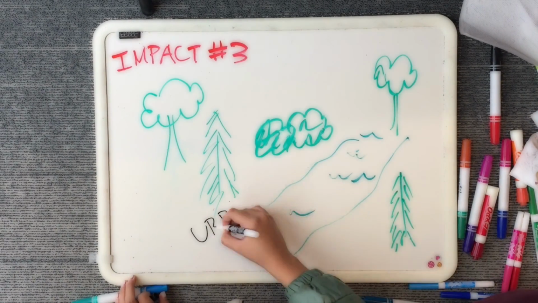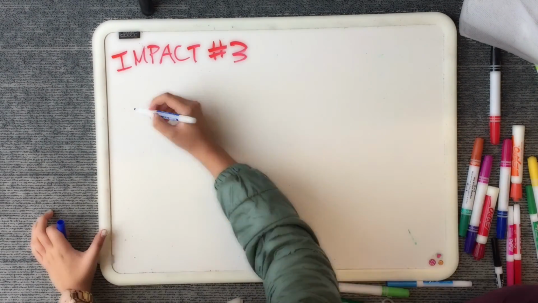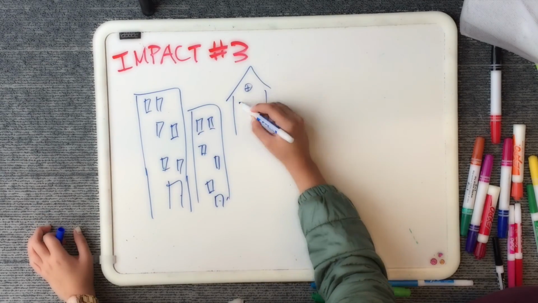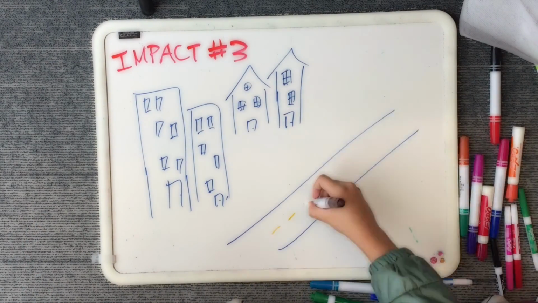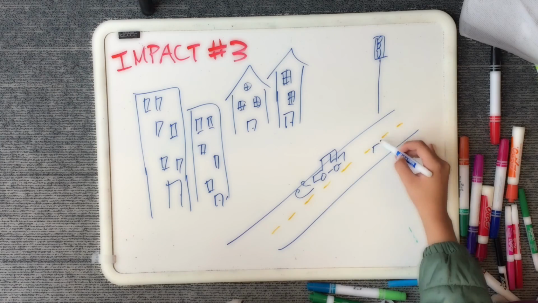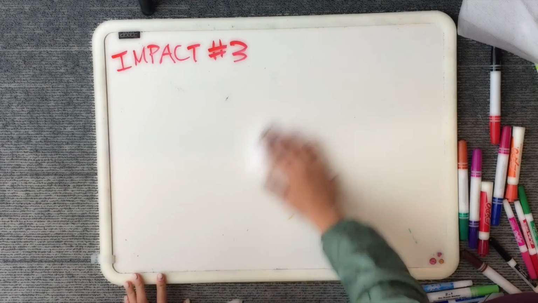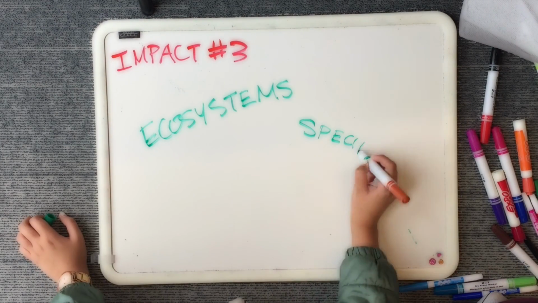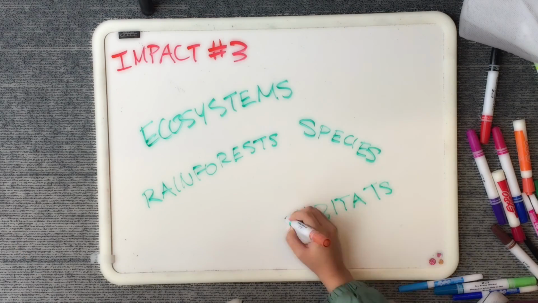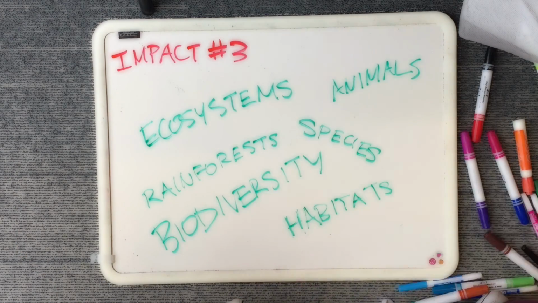Urbanization requires deforestation, which damages habitats and ecosystems. This includes the ecosystems in the rainforest, which are known to contain a vast variety of species, including arthropods. Deforestation can cause the extinction of many species, which would lower biodiversity.